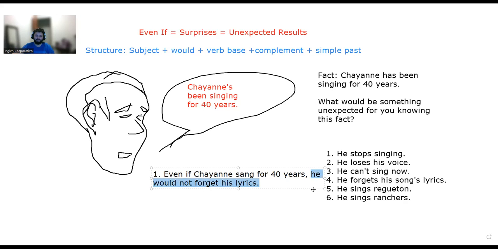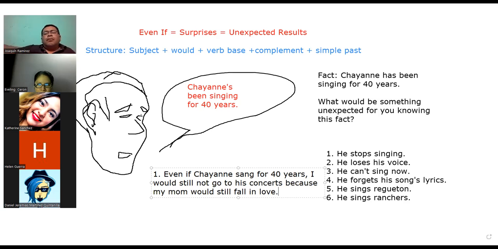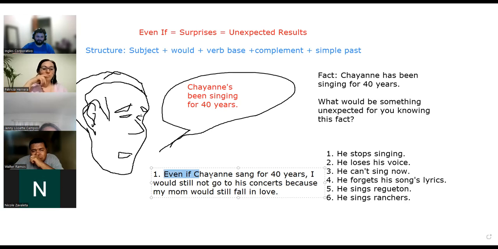You can say, even if Chayanne sang for 40 years, I would still not go to his concerts, all right? Because my mom would still fall in love. Got it? What am I saying here? Incluso si Chayanne, right, cantó por 40 años, yo todavía no iría a sus conciertos porque mi mamá todavía se enamoraría de él. Got it? So we use even if, guys, in second conditionals, again, in any conditional, actually, for surprising facts, for unexpected results. All right?